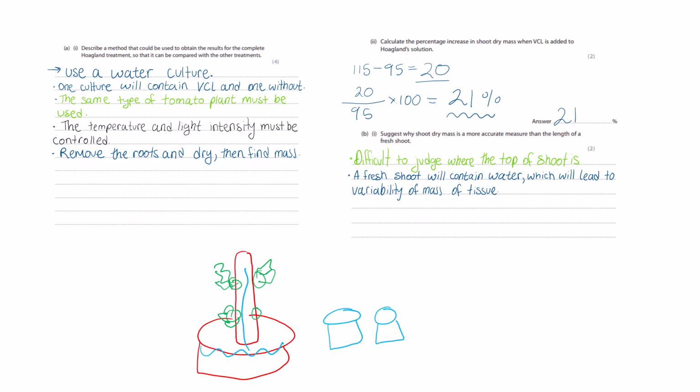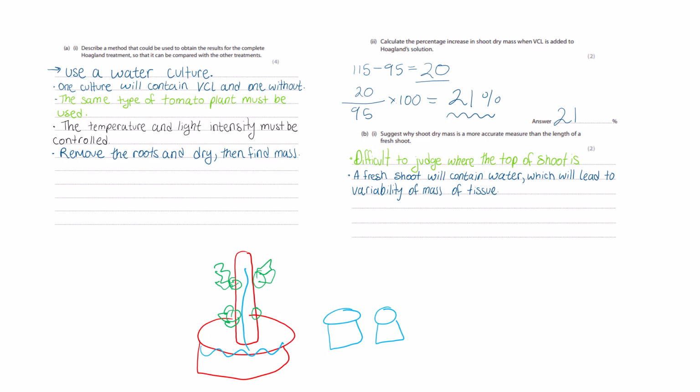Because multiple different types of tomato plants can belong to the same species, okay? The temperature and light intensity must also be controlled so that it's a fair growing environment. And then we're going to remove the roots and dry them to then find the mass, okay? Calculate the percentage increase in shoot dry mass with VCL when VCL is added to Hoagland's solution.